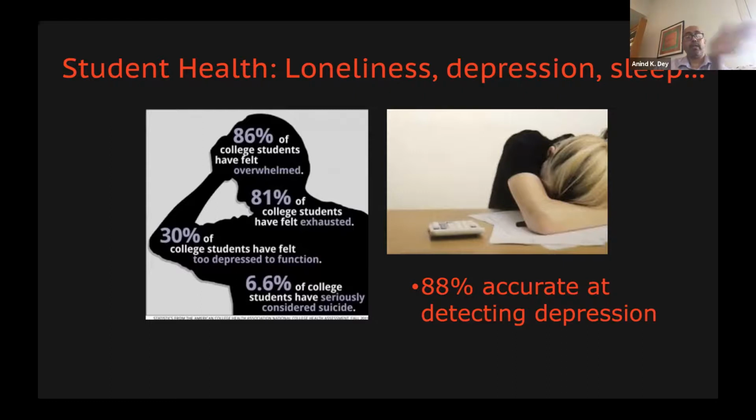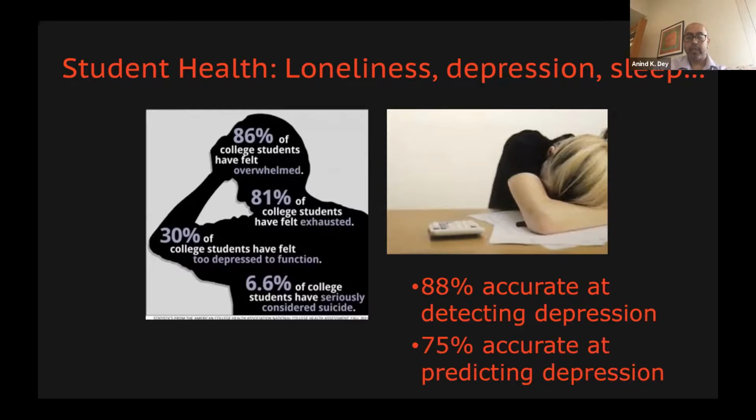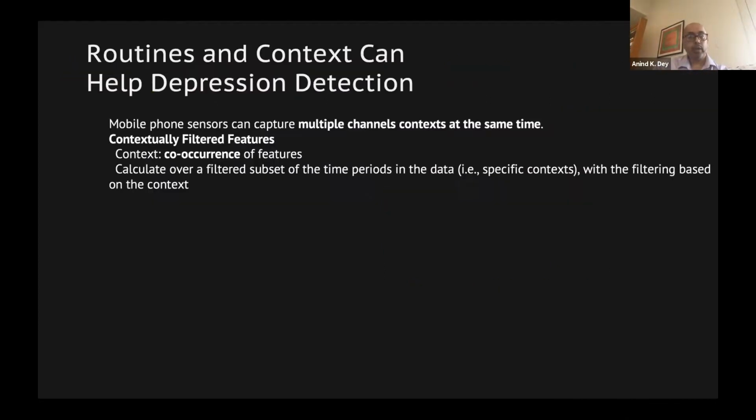And we can detect or predict depression in advance, what their depression scores will be at the end of that college term, or even at midterm time when stresses increase. So we're about 88% accurate at detecting depression, about 75% accurate at predicting it ahead of time. So these are really promising.